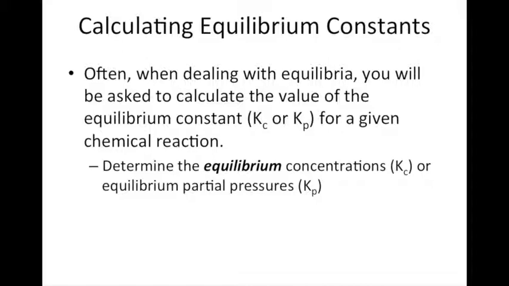The first step is that we have to determine the equilibrium concentrations for Kc or the equilibrium partial pressures when we're calculating Kp. Now, sometimes these may be given, which is very direct, or you may have to figure them out using the stoichiometry of the reaction, and we'll look at how to do that in a minute. So this step can be a little bit tricky. You have to be careful.